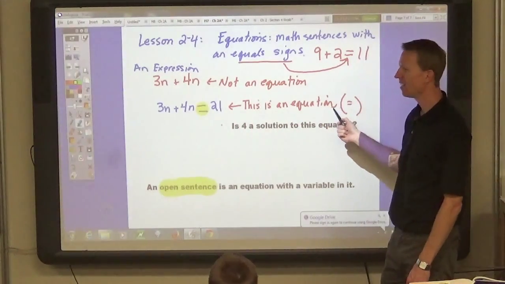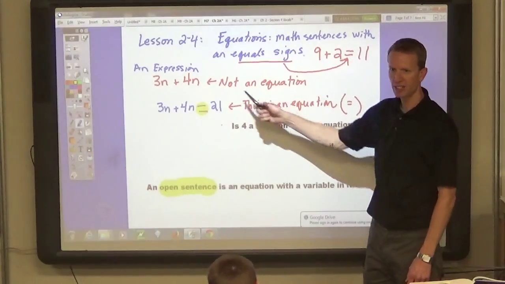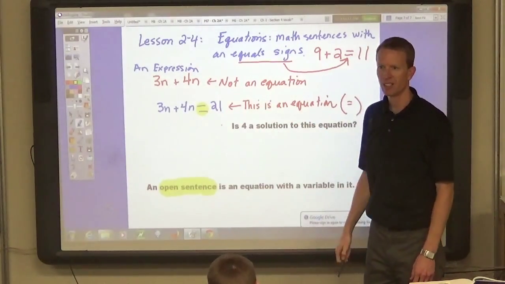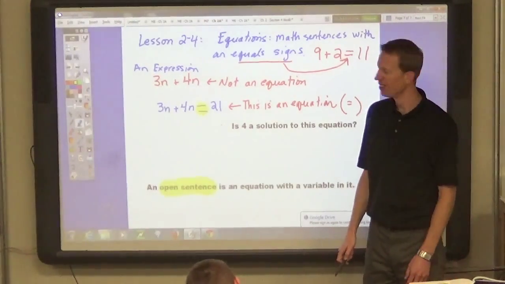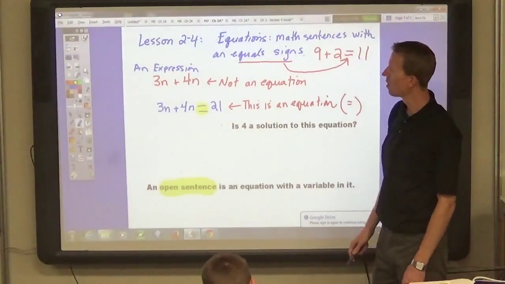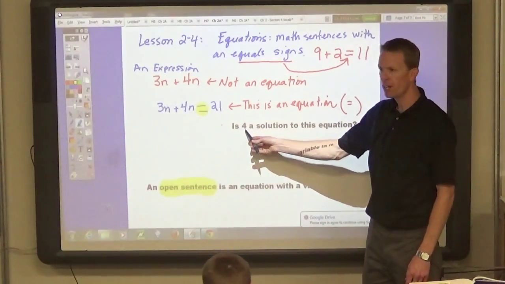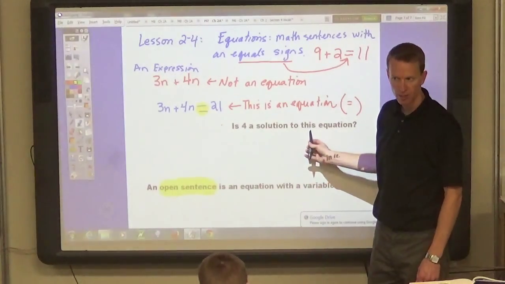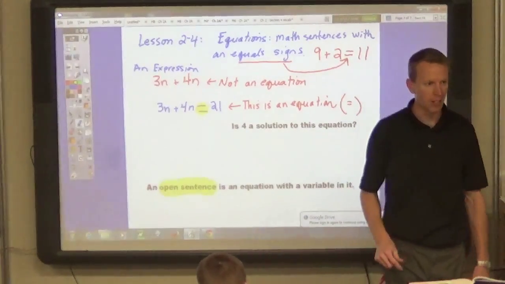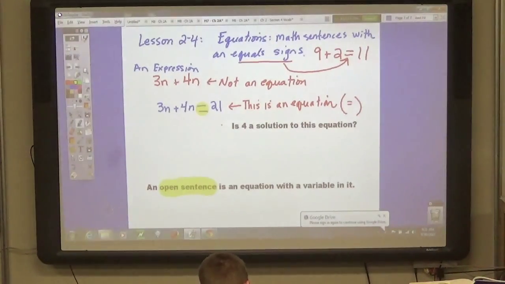This has an equal sign, so this is an equation. What's this called, Sam? An expression. An expression, thank you. So one of the things we're going to talk about today is whether or not a given number is a solution. Now, what would a solution be? What does it mean if it is a solution?